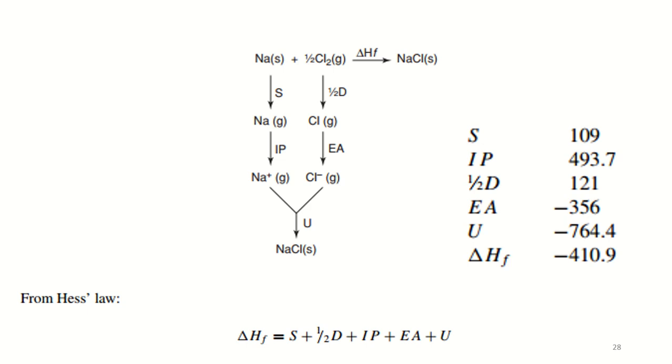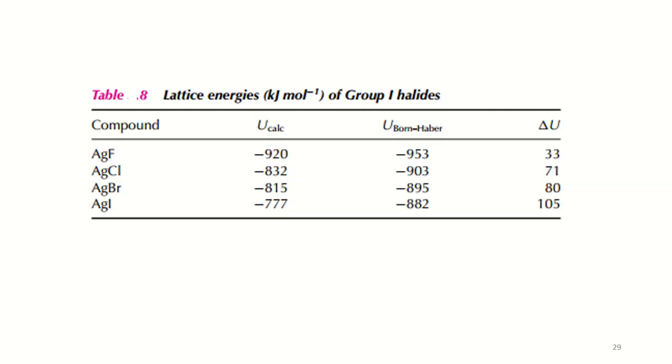So differences between U, which is the lattice energy value obtained by the Born-Haber cycle, that is the thermochemical lattice energy, and that calculated from the ionic model of the crystal system may be used as evidence for non-ionic bonding effects.